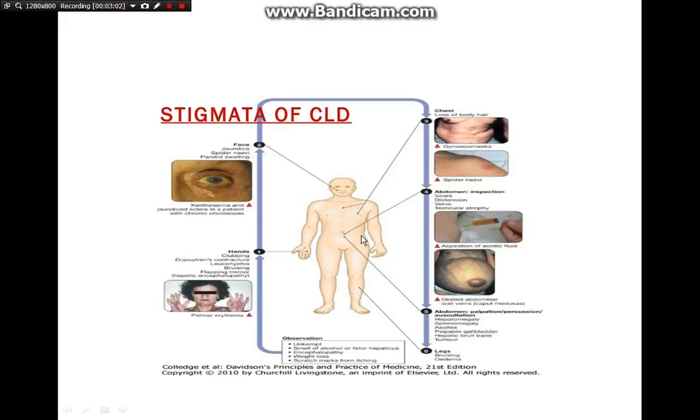When we look at the chest, you can notice that there is enlargement of the breast. That is what we call gynecomastia. This is basically because your liver is not able to handle the balance between testosterone and estrogen, and that leads to gynecomastia. Spider nevi, we already discussed about it.